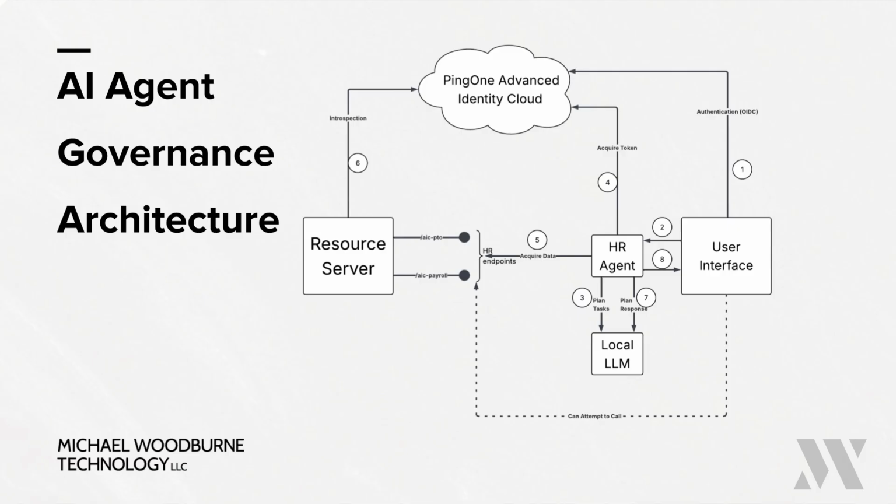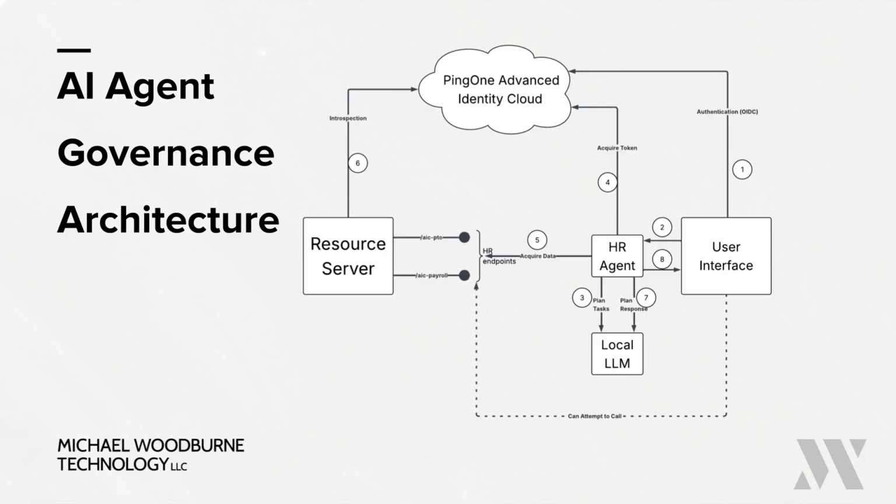Our HR agent receives a request from the user via the UI, contacts our local LLM via the OpenAI REST API, where it plans tasks and generates responses, and contacts PingOne Advanced Identity Cloud as needed to acquire properly scoped tokens. Our local LLM running in LM Studio interprets the request, produces an action plan based on the tools provided to the agent, and ultimately generates a response to be handed back to the agent.